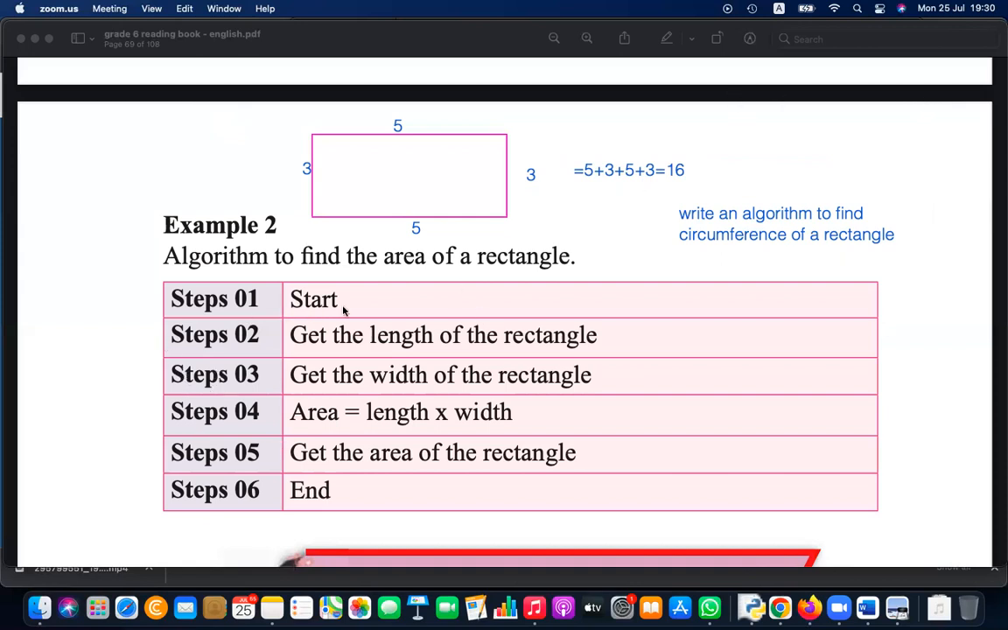Step 1 is start. The last step is end. So I have helped you, right? The first step is start, the last step is end. In between that you have to write the steps. Okay, do it now quickly.